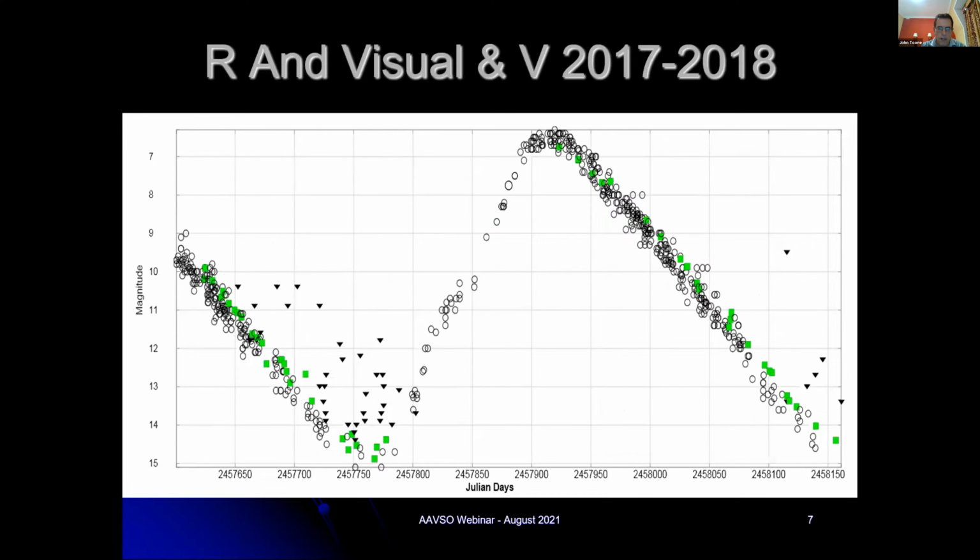Typically on a Mira star, you have a mix of V and visual photometry, but look at this, there are still gaps. And so if you just simply had the V photometry, then you wouldn't have a complete light curve. So that illustrates the importance of continuing with visual photometry.